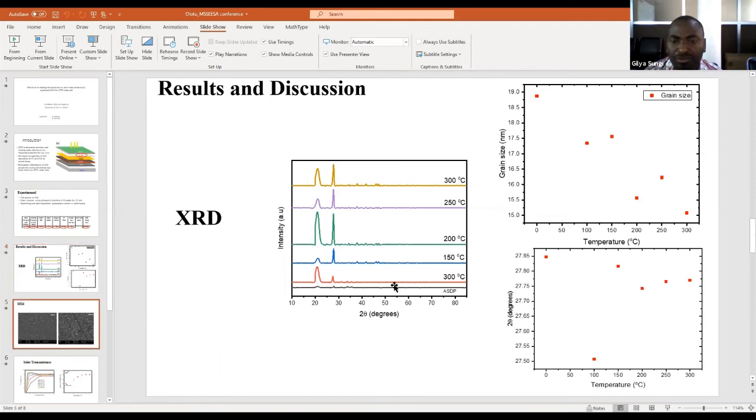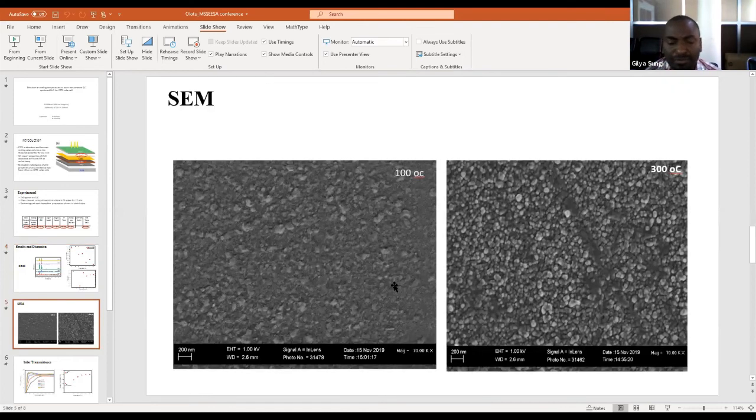We also checked it with SEM for lower temperature and higher temperature, 100 centigrade and 300 centigrade. And we saw that the grains get sharper as the temperature increases, which is expected. But at low temperature, we saw that the grains were not well defined as compared to those at high temperature.